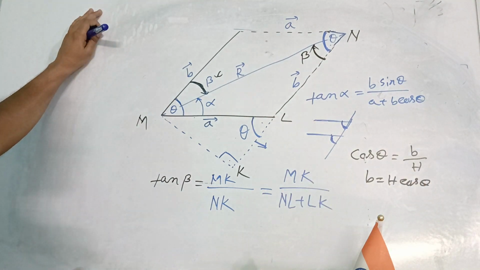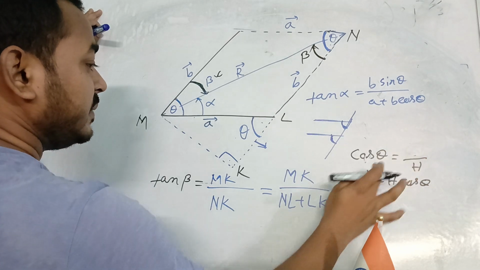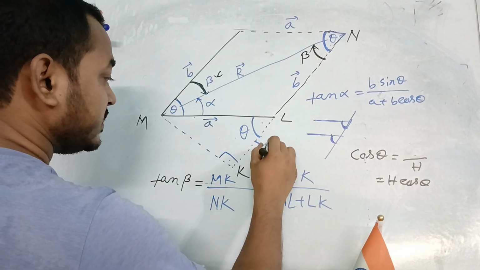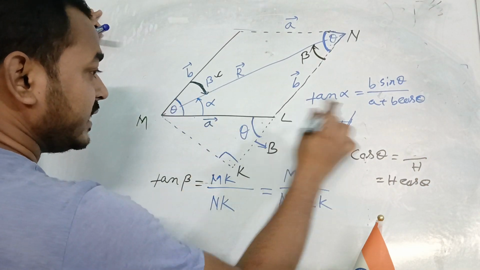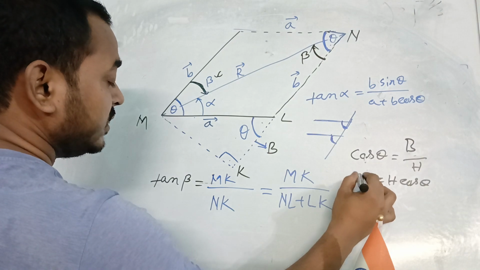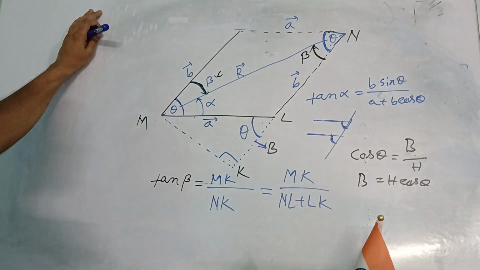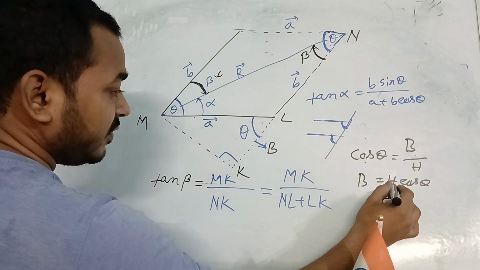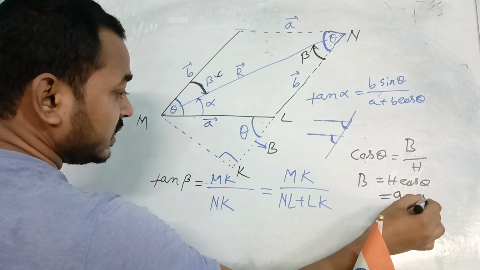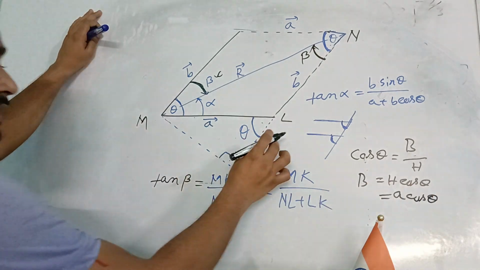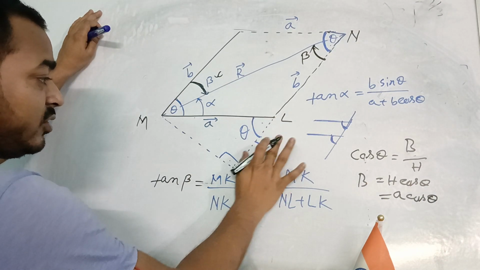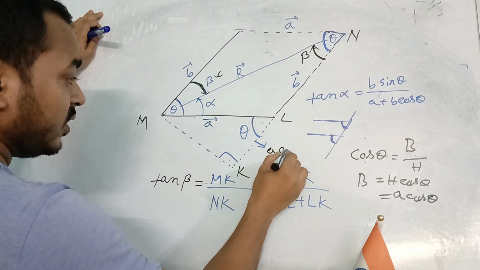So what is the value of B? Let me write here capital B. Capital B for base, for this right angle triangle. So base equals H cos theta. And what is the value of H? It is A. So the value of this base is A cos theta.